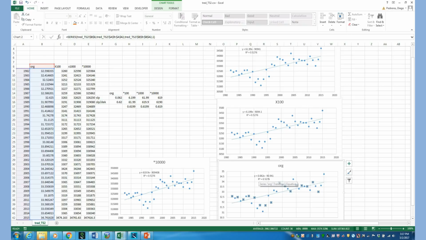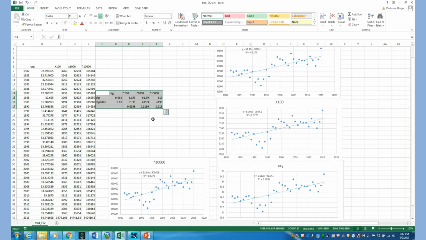The slope is 0.062, but when we multiply by 100, which is the numbers that we are managing now, the slope is 6.1. When we multiply by 1,000, the slope is 61.99, and when we multiply by 10,000, then the slope is 619. So this right here is the summary of the slopes.